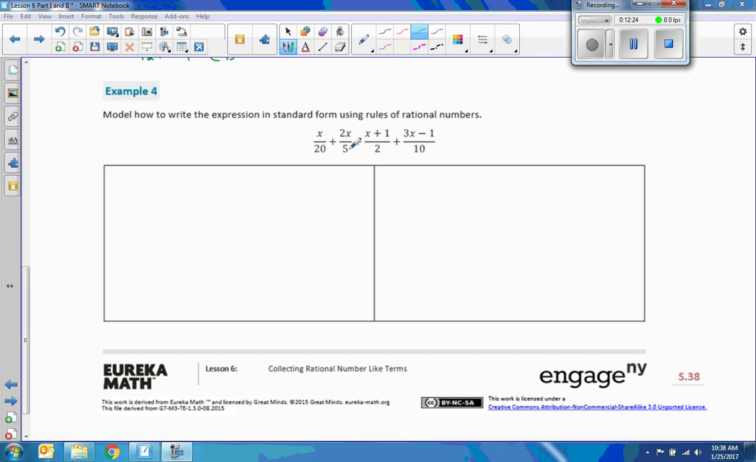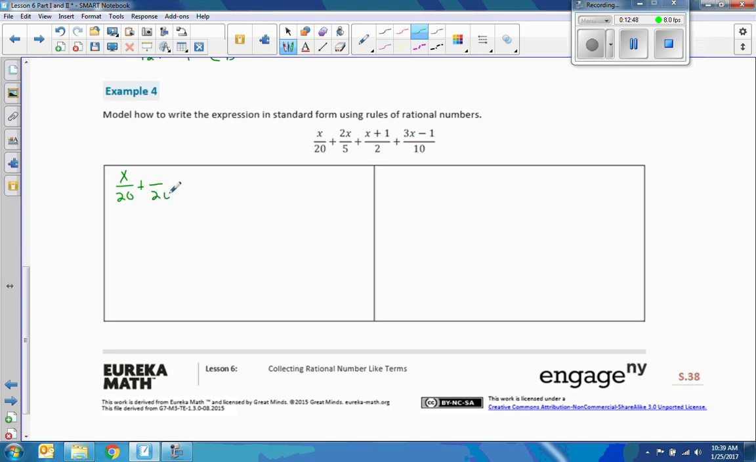So I have a 20, I have a 5, I have a 2, and I have a 10. They're all even, except for the 5. But 5 will go into 20 4 times, 20 will go into 20 1 time, and 10 will go into 20 twice. So our least common denominator is going to be 20. So x plus 20 will not change.